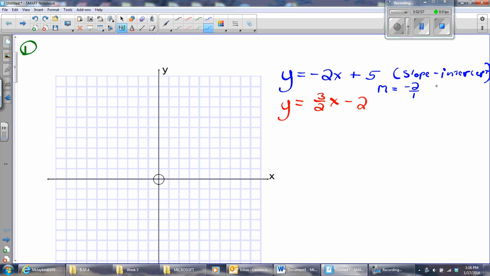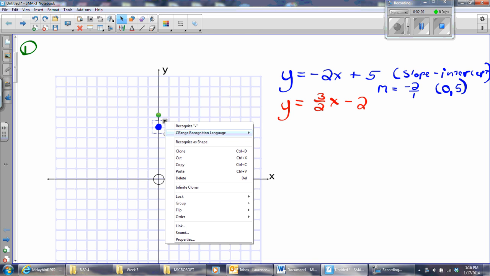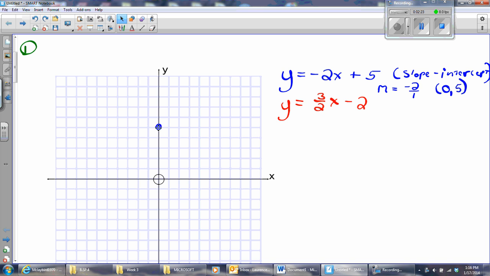That's a fraction, negative 2 over 1. And my y-intercept, my b, is the point 0, 5. So I'm going to plot that point, 0, 1, 2, 3, 4, 5, right? And instead of redrawing, I'll just infinitely clone him. And then I go down 2, right 1. And from there I could go down 2, right 1 again. Remember, I could go up positive 2 and then negative 1 in the run direction. And now I have my line, so I'm going to go ahead and draw that.